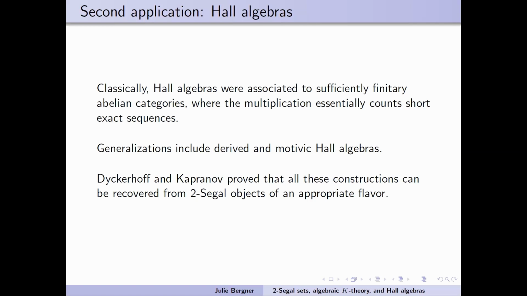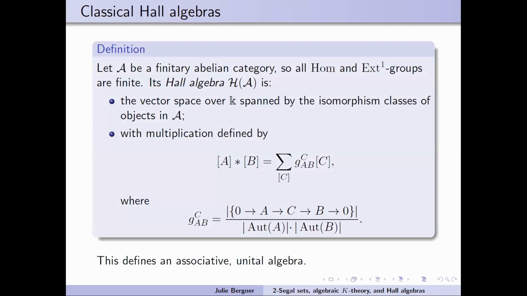And this was a big motivation for Dyckerhoff and Kapranov, was to say, okay, what's the unifying framework? What makes these other things Hall algebras, other than just that they kind of look similar? And they say, well, maybe with some appropriate restrictions, we can take a 2-Segal object and get an algebra from it that could be called a Hall algebra. So I want to start just by talking about the classical ones, just for some motivation.